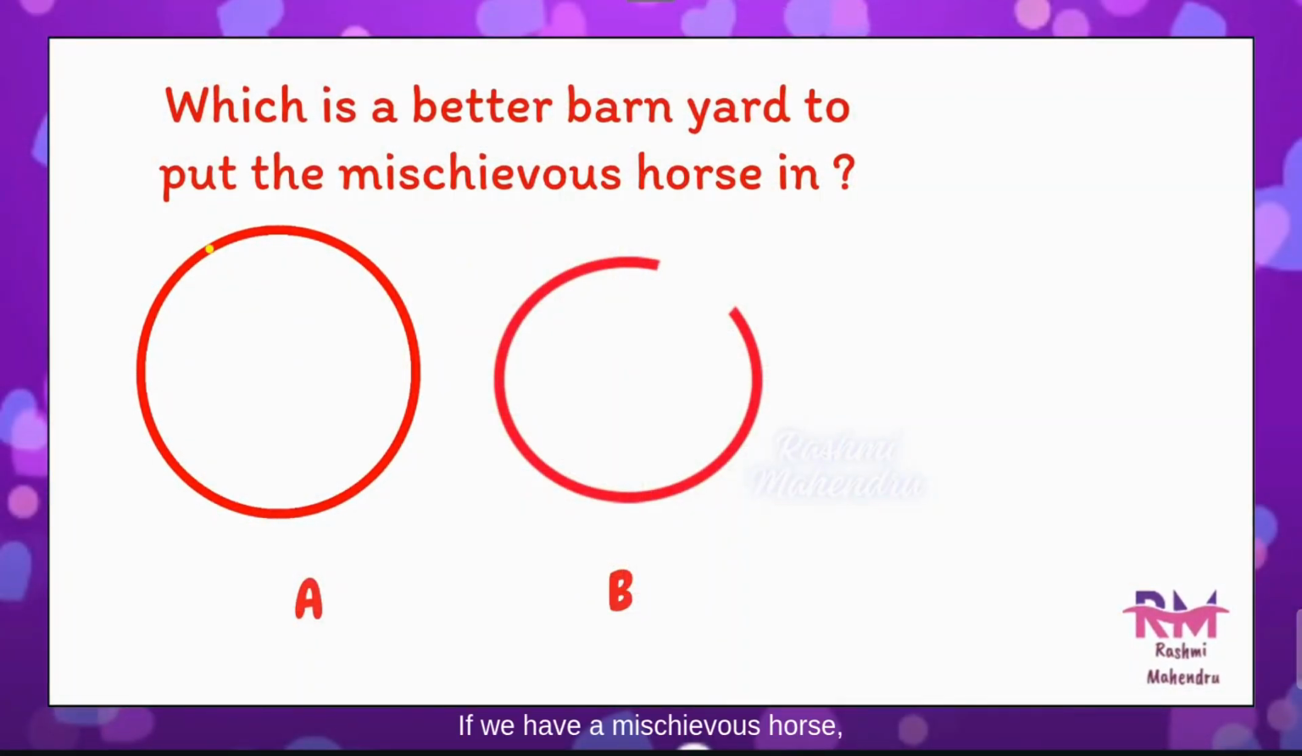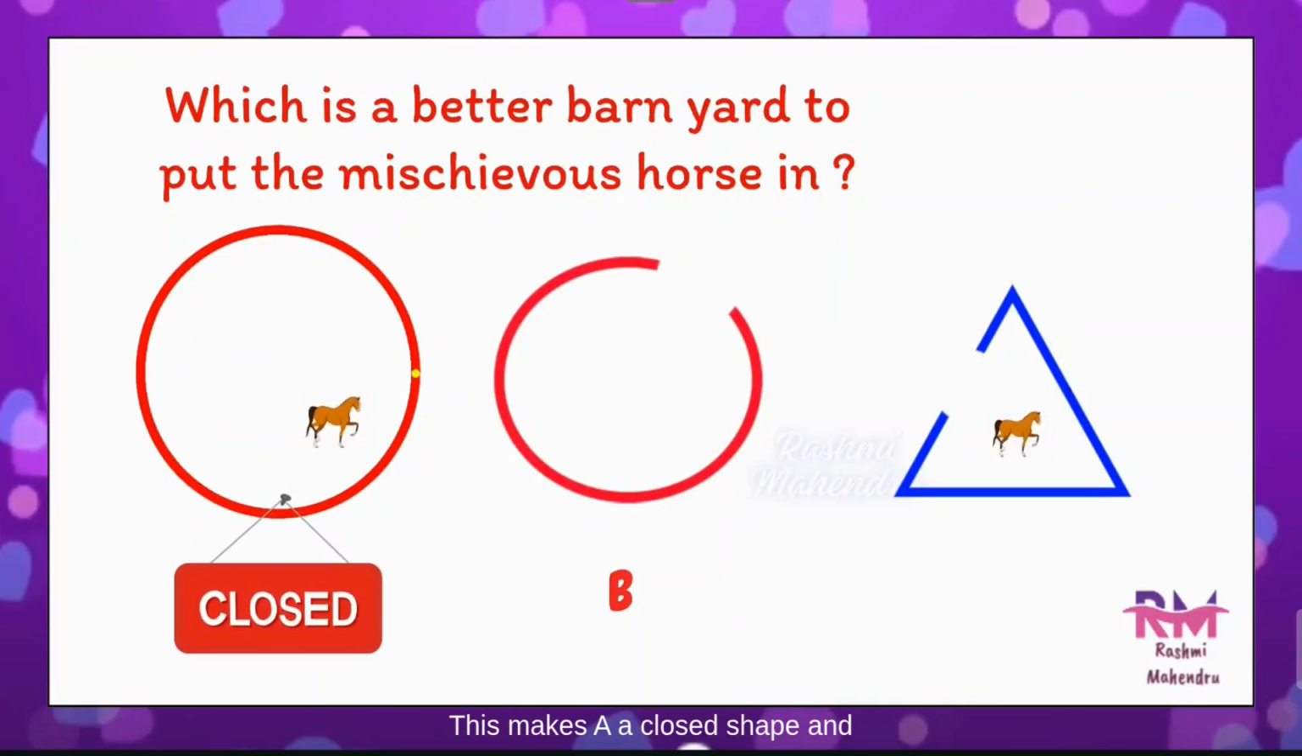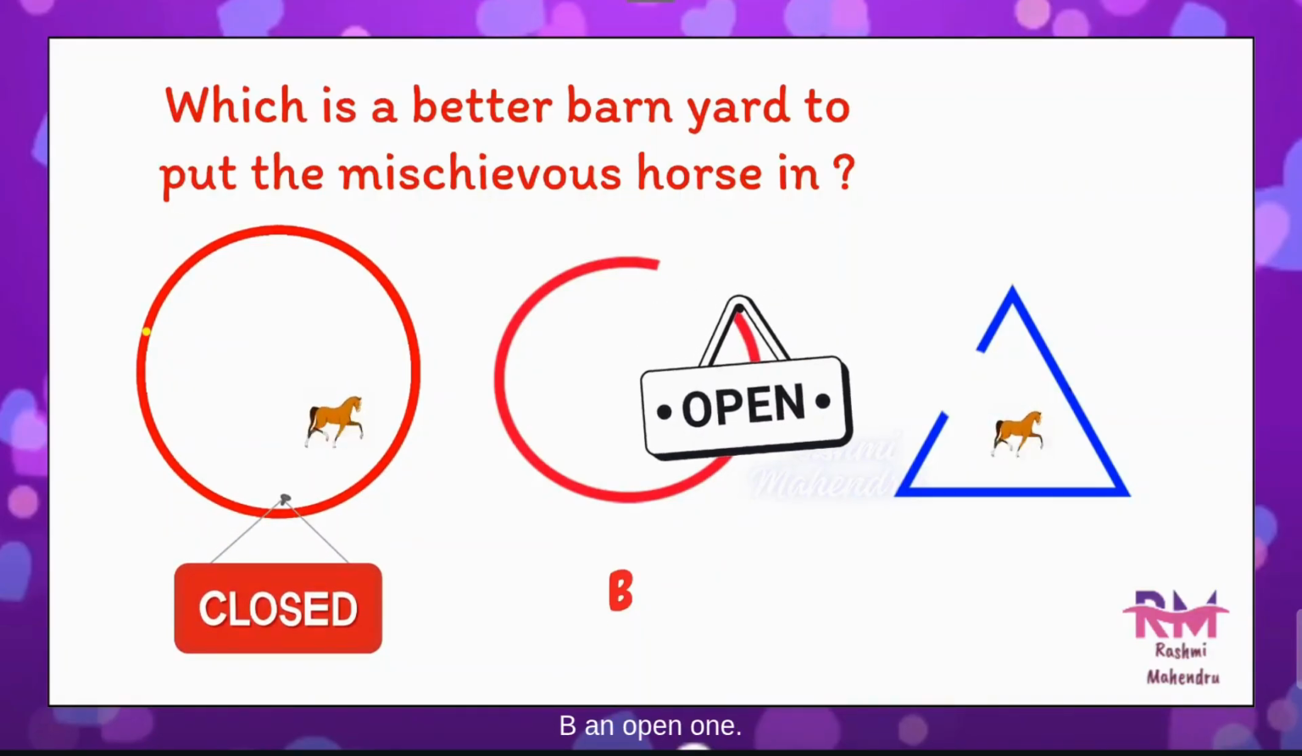If we have a mischievous horse, which is a better barnyard to put it in? Which one would you recommend? Is it A or would you recommend B? Well, A seems to be a better option as one cannot enter or exit its boundary. This makes A a closed shape and B an open one.